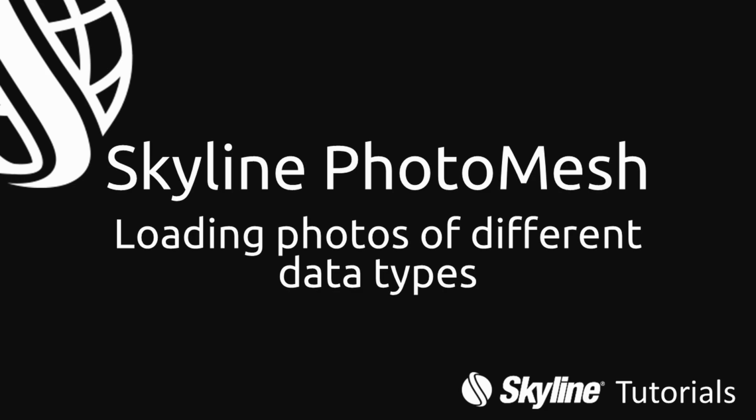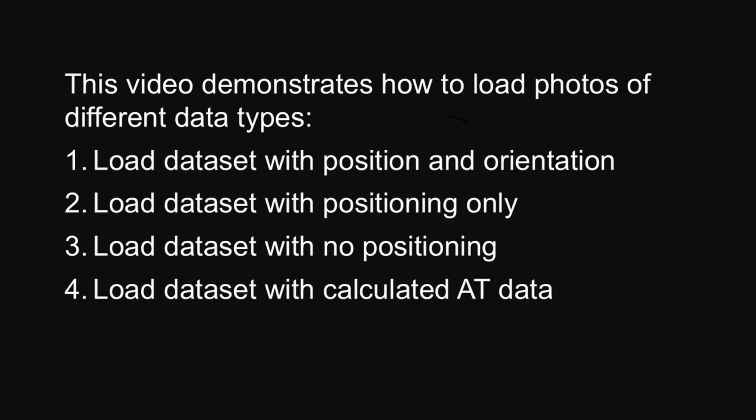Hi, in this video, we'll demonstrate how to load photos of different data types in PhotoMesh. We'll cover 4 options: loading a dataset with both position and orientation information, loading a dataset with positioning only, loading a dataset with no positioning information, and loading a dataset with calculated AT data.